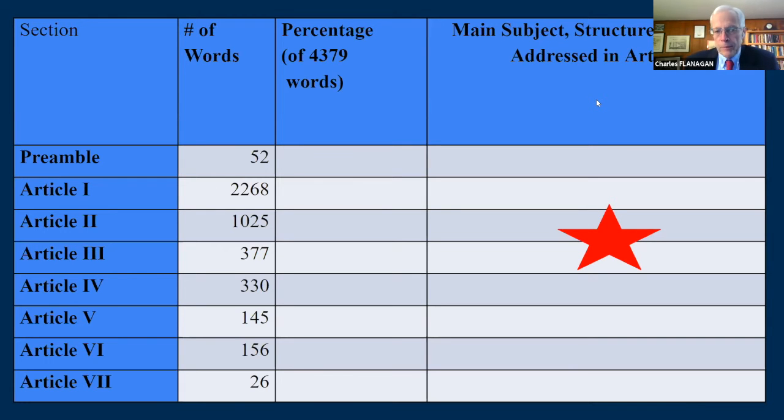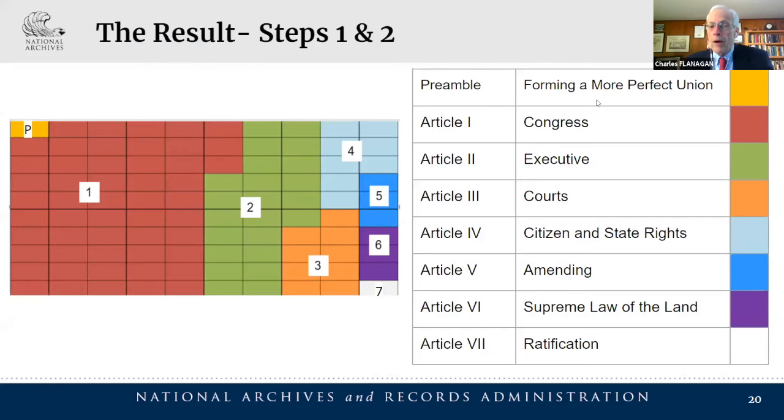Okay, next slide, please. Now, here's what you get. You've got the map, and you've got your key to the map. So the preamble is about forming a more perfect union. You know that Article 1 is about Congress. Article 2 is about the executive. Article 3 is about the courts. Article 4 about citizen and state rights. Article 5 about amending. Article 6 about how the Constitution is the supreme law of the land. And Article 7 is about ratification.